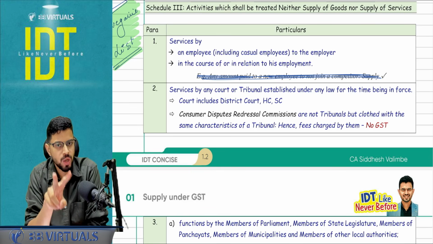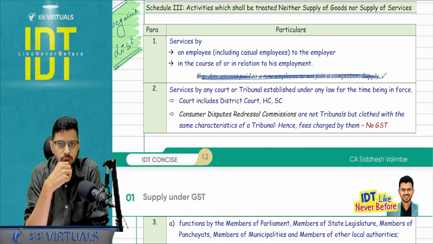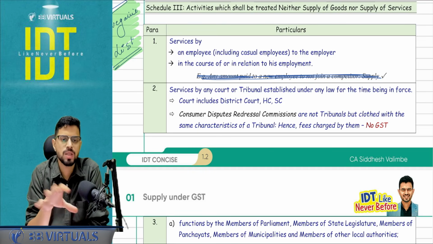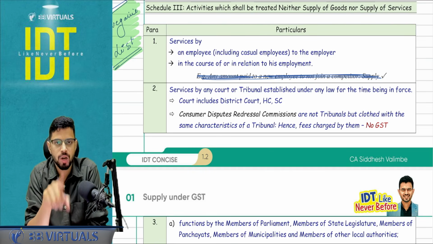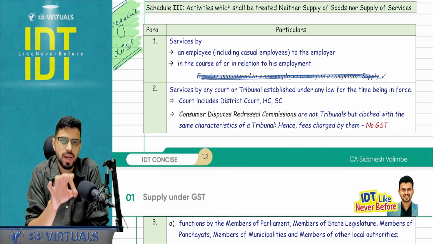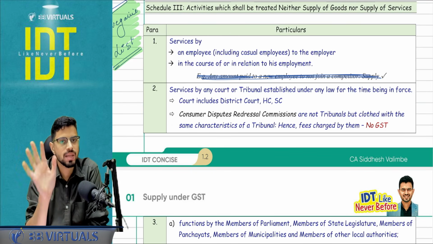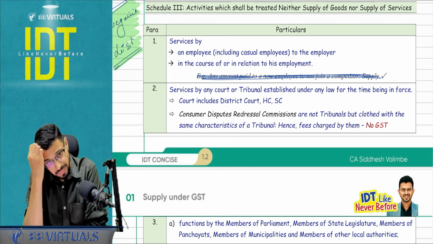And will casual employees be covered here? That is, for example, Big Fours hire contractual employees, or some employees are hired for a 2 months period, 3 months period. Yes, those are also covered. They will also not be under the scope of GST. They will be excluded from the definition of supply. Negative list.